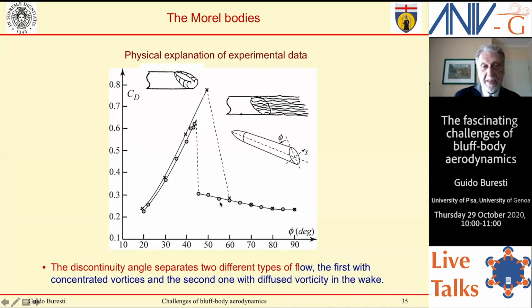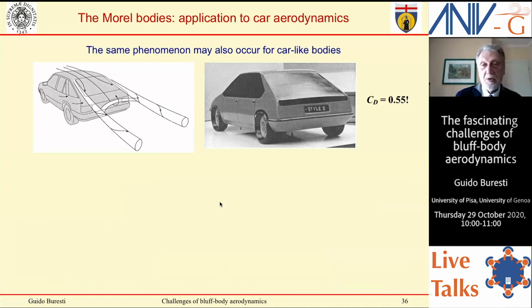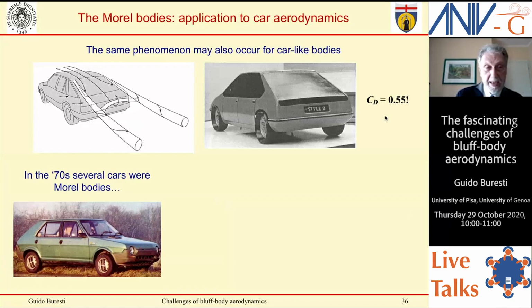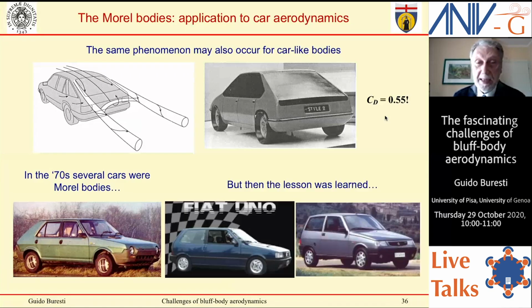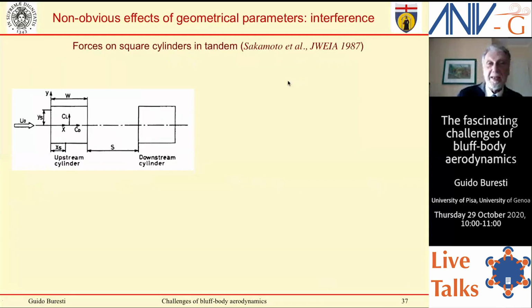And actually this happened, because this phenomenon may also occur for car-like bodies, and you get, for instance, for this model, an enormous drag coefficient. Imagine, normally nowadays the drag coefficient is around 0.3 for a car. And in the 70s, there were several cars that were this type of bodies, but then they learned a lesson. Actually, these vortices may be destroyed even by just putting a spoiler here. This is what you can see in many cars nowadays.